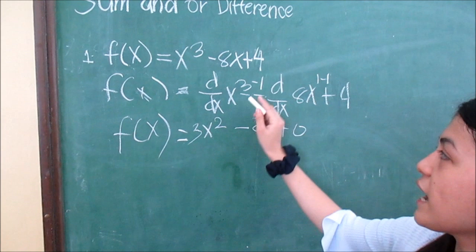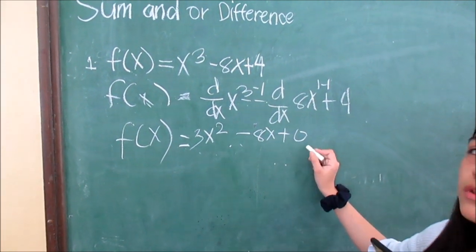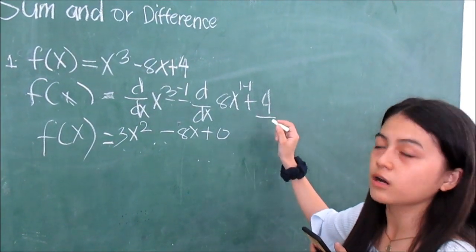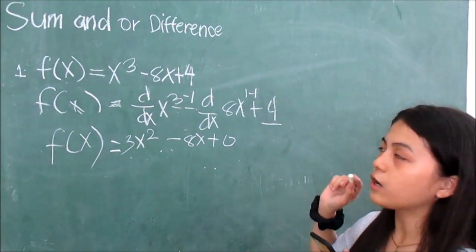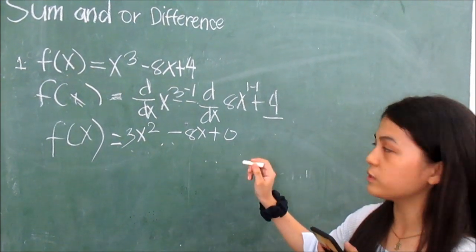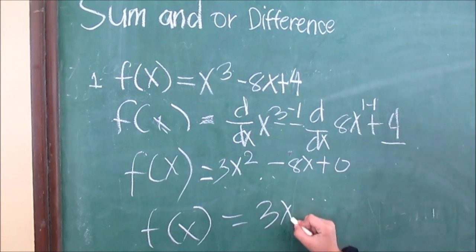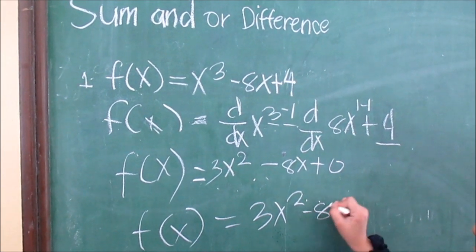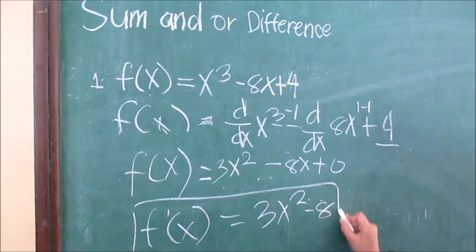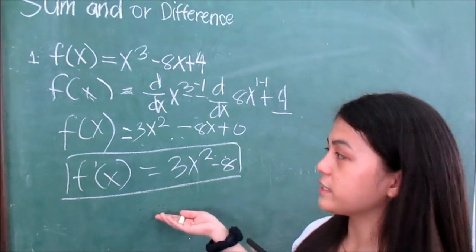So we have 3x squared minus 8 plus 0. The 4 became 0 because we are following the constant rule. If the number is constant, then we transform it to 0. We are now going to proceed to the final answer. So, this is now the final answer.